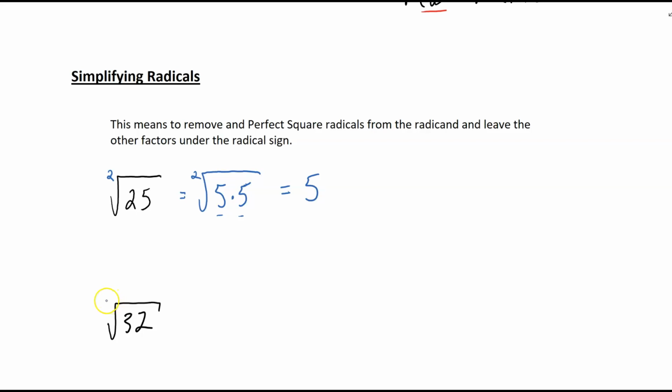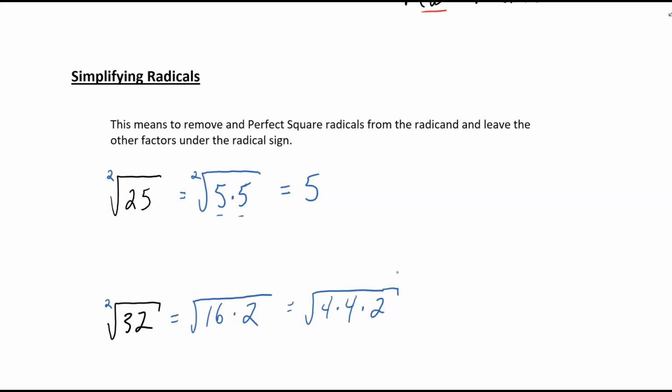Again, in the next one, we're doing a square root since there isn't an index. So we want to look for one of 2 equal factors. Well, 32 factors into 16 times 2. And 16 can be broken down some more, which is 4 times 4 times 2.